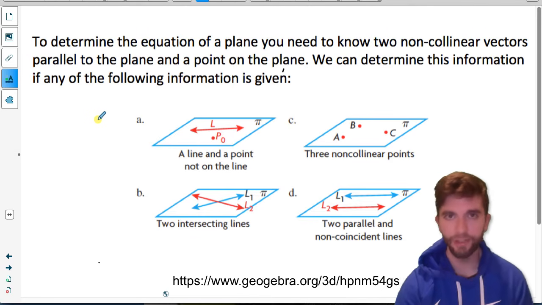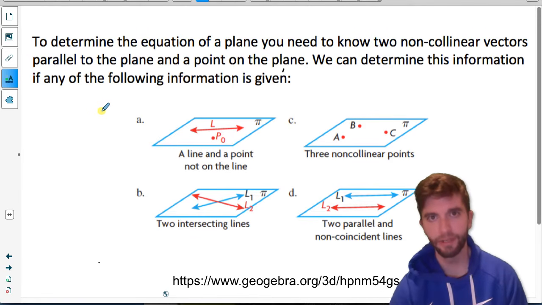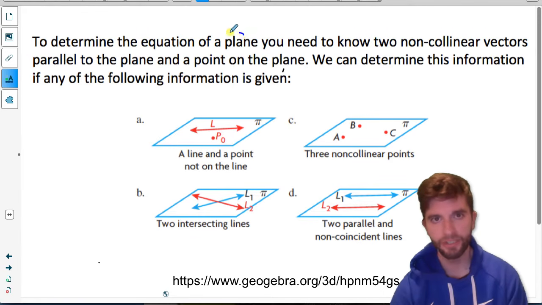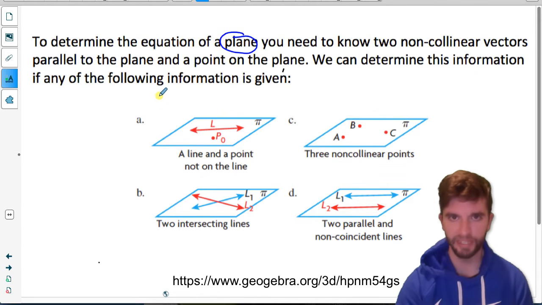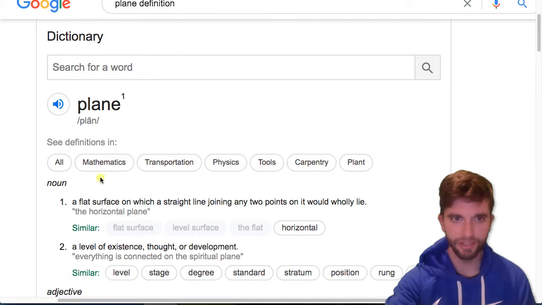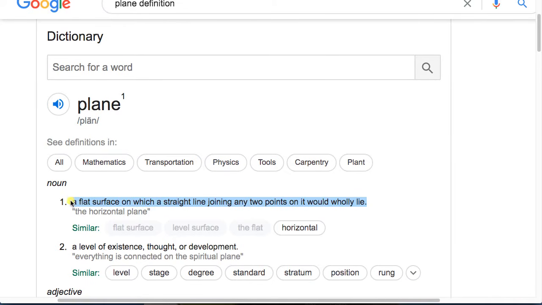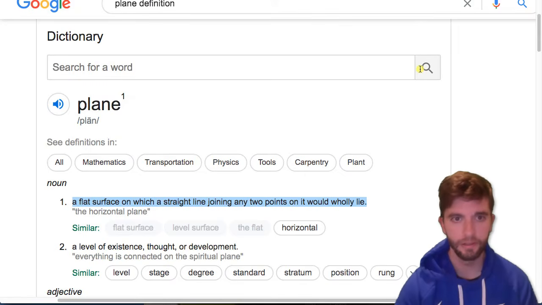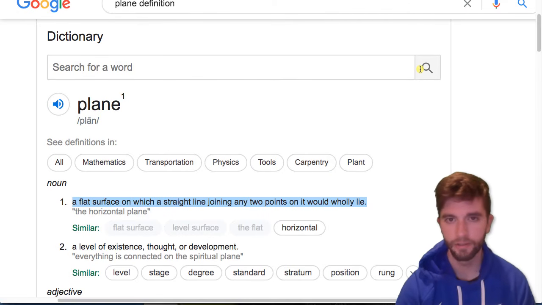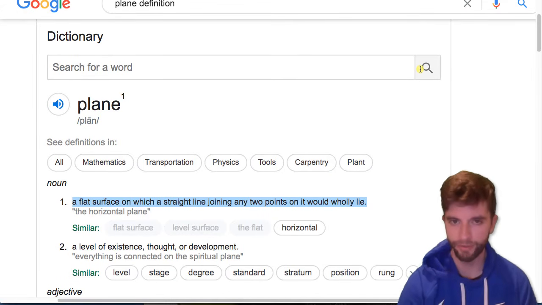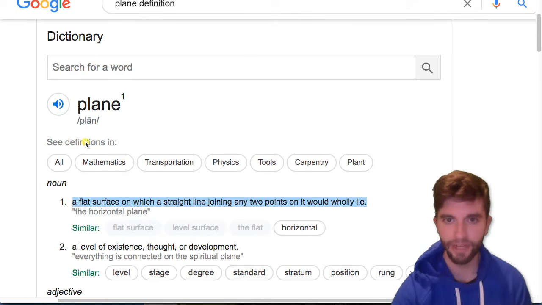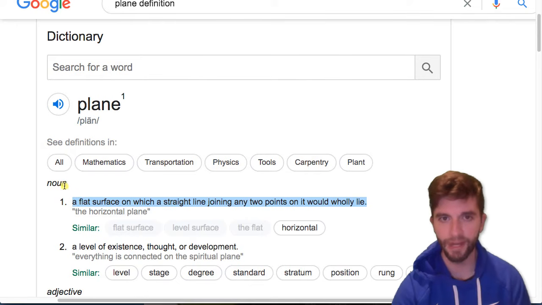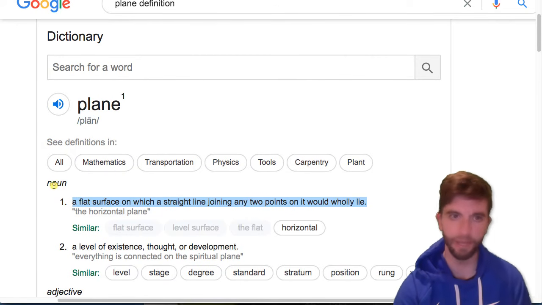Alright, before I teach you how to write the equation of a plane, I want to make sure you understand what a plane is. So let's look for a couple definitions of what a plane is. Google Dictionary tells us that a plane is a flat surface on which a straight line joining any 2 points on it would wholly lie. It says if we had a flat surface and there were 2 points on that flat surface, if I connected them with a line, that line would lie wholly on that plane.